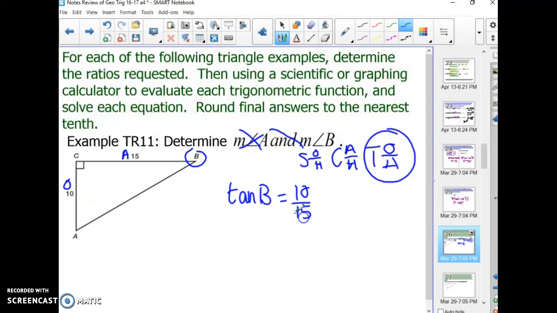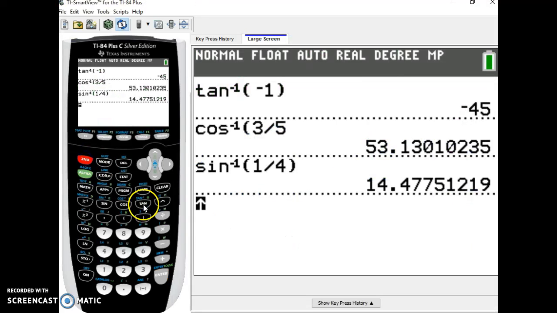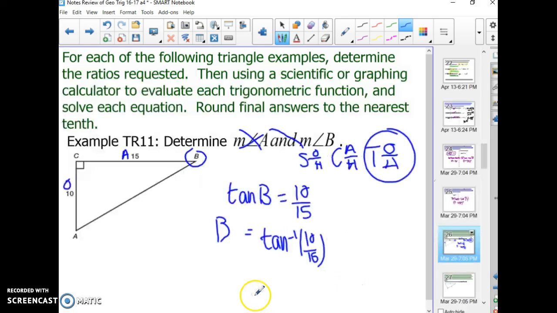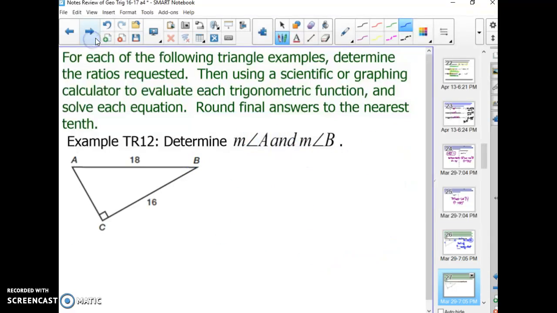So to get the measure of angle B, I've got to use the arctan of 10 over 15, and that's going to give me angle B. So the arctan, 10 divided by 15. I get 33.69. So that's equal to angle 33.69 degrees. Done. So there's a tangent example.